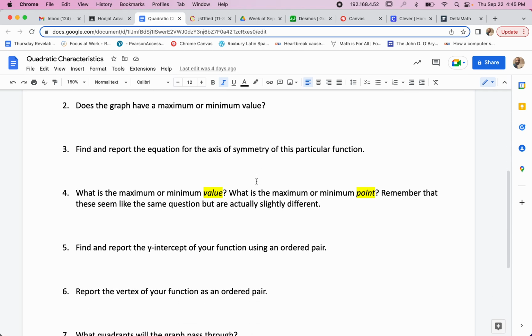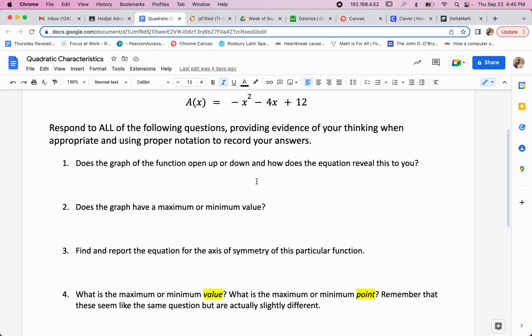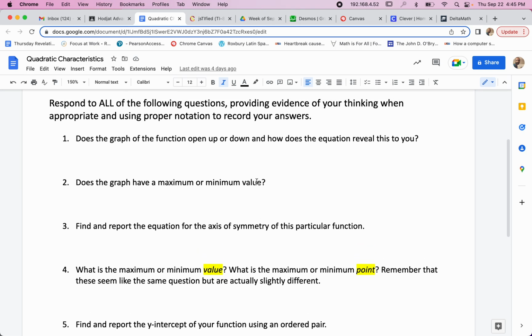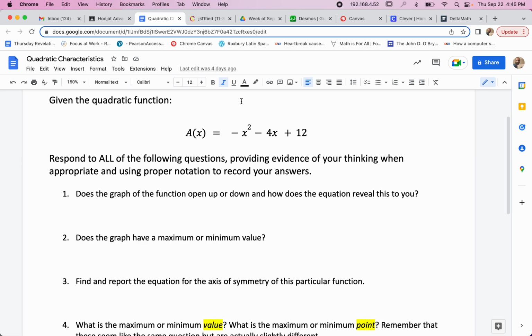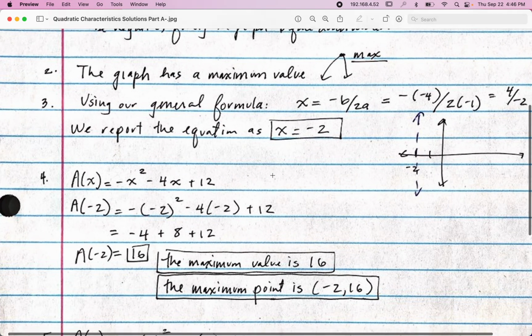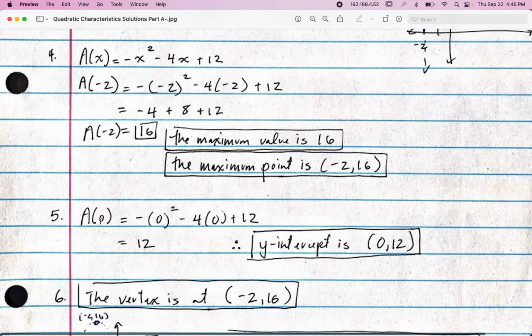Question 5 asks you to find and report the y-intercept of your function using an ordered pair. This is a conversation that I've not yet had a chance to have with you, but if you think about quadratics, when they go through the y-axis, they are doing so because x is equal to 0.